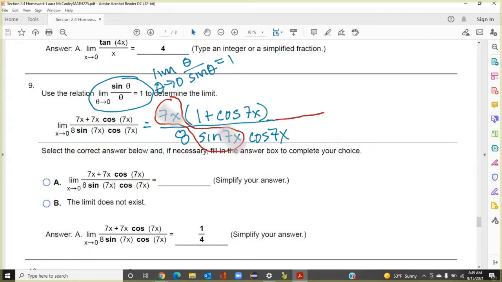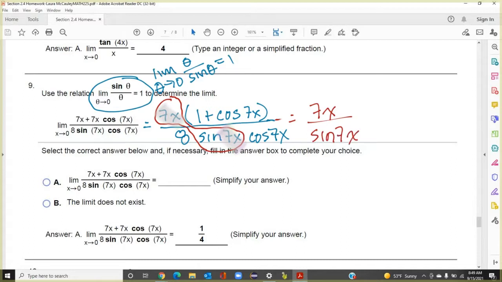If they hadn't matched, what I was about to do is tack on a 7x here. I just would have had to put it on the top and the bottom to get that match. But the 7x was already there. So kind of sweet.